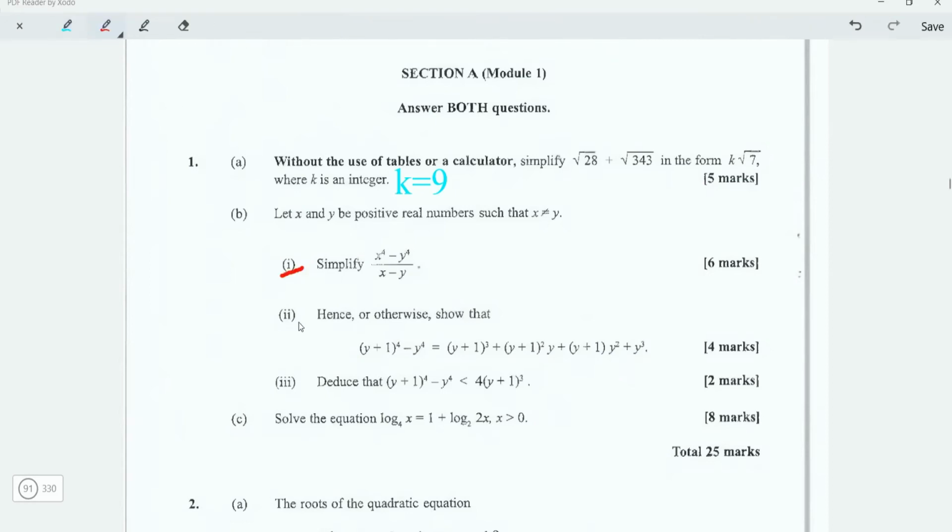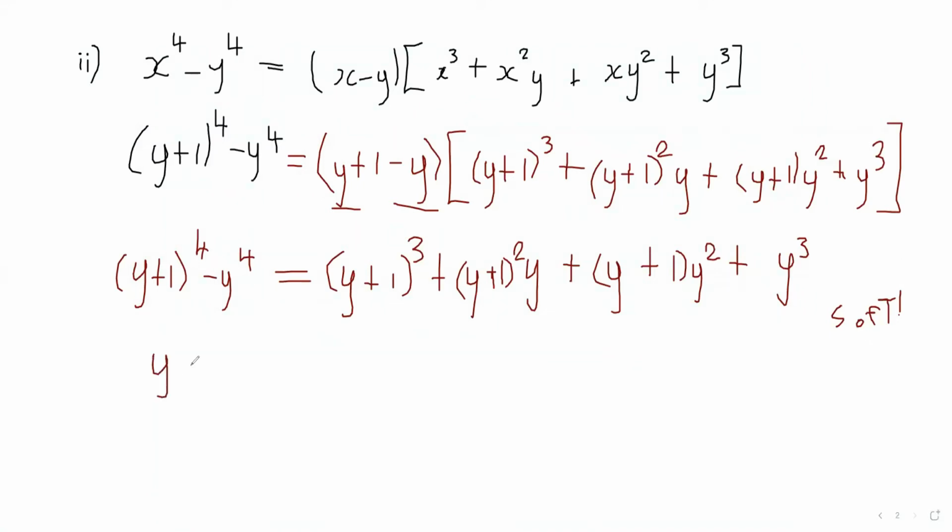All right, so we do this, and we do this. Deduce this. Now we need to deduce that this right here is less than this. Now that is easy. So let's write down what we're supposed to prove. We want to prove that y plus 1 to the 4 minus y to the 4 is less than, so I'm writing down RTP, meaning required to prove, 4 times y plus 1 all cubed.